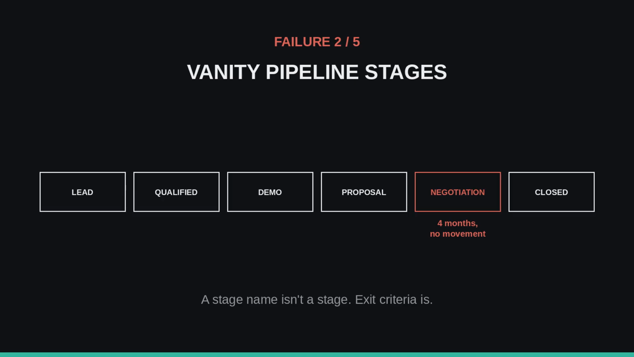Failure 2. Vanilla pipeline stages. I open the pipeline and see 12 stages, and a deal sitting in negotiation for 4 months without moving. The stage name describes what the seller wishes was happening, not what's actually happening. A good stage has exit criteria, a specific observable event that moves a deal forward. If a stage doesn't have that, it's not a stage, it's a mood.